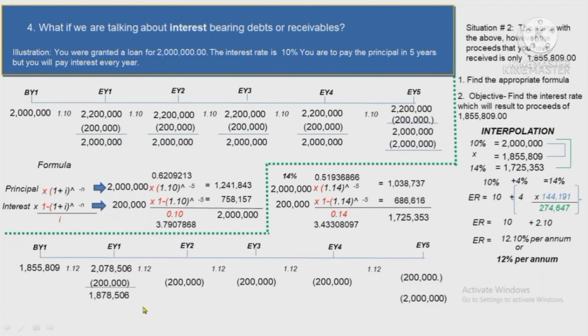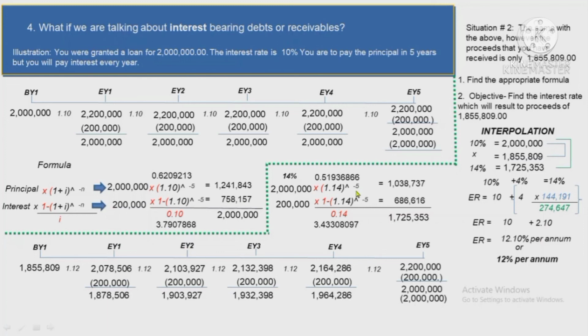1,878,506 times 1.12, you have 2,103,927 minus 200,000, you have 1,903,927 times 1.12, you have 2,132,398 minus 200,000, you have 1,932,398 times 1.12 again, you have 2,164,286 minus 200,000, you have 1,964,286 times 1.12, then you are going to get 2.2 million. Minus the last interest payment, you have 2 million. And minus the principal payment, of course, it will become zero. That means the effective rate is really 12%.